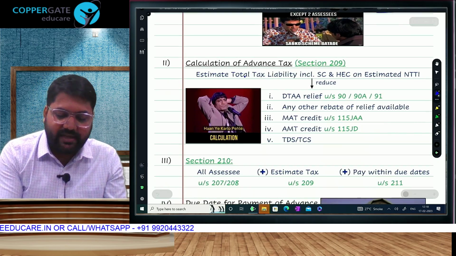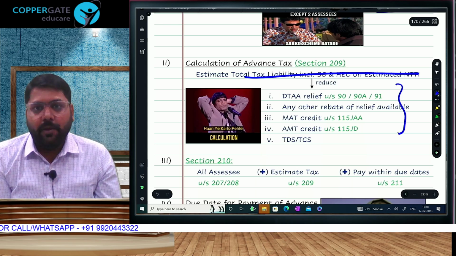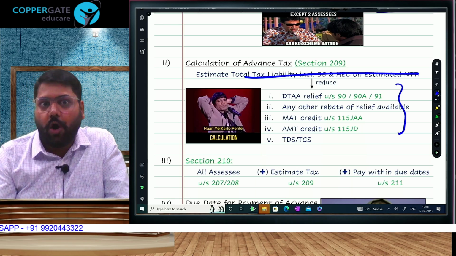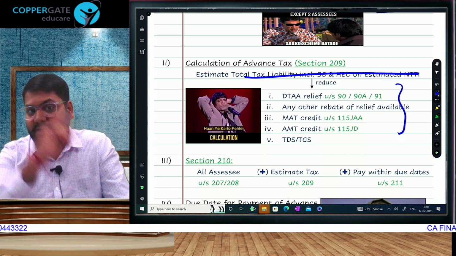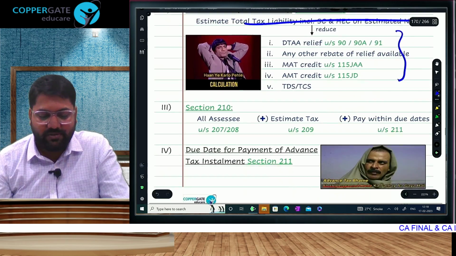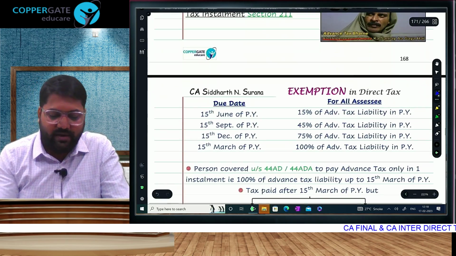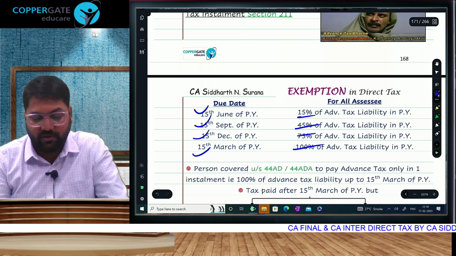How will you calculate? Estimate your total income and tax liability, take all the credits, so you find out the final payable. Your estimate can go wrong and you will suffer interest for the wrong estimate, that is 234C. For a wrong estimate you suffer interest, and if there is a full year shortfall, 234B also comes. You have to pay your advance tax. Due dates are 15 June, September, December, March: 15%, 45%, 75%, 100%. This is something that you are aware of.